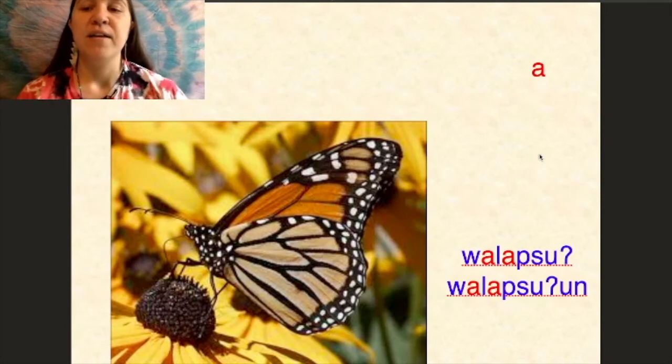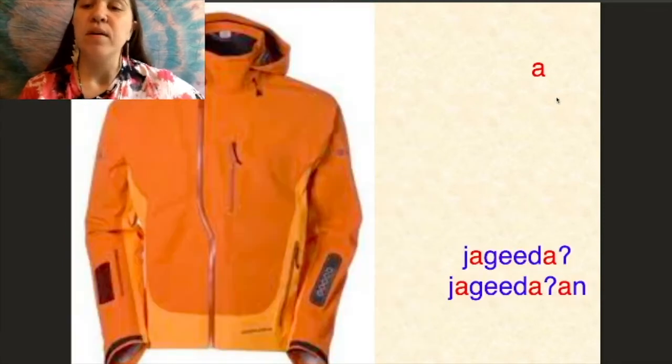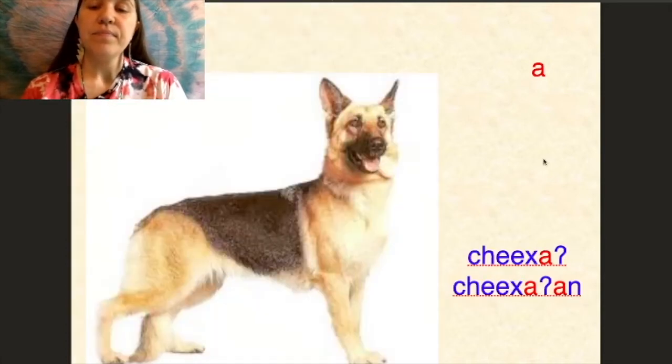And the word for butterfly, for the ah sound, we have walapsu, walapsuun. And for jacket, the ah in here is jakeda, jakedaan. And our word for dog is jeha, jehaan.